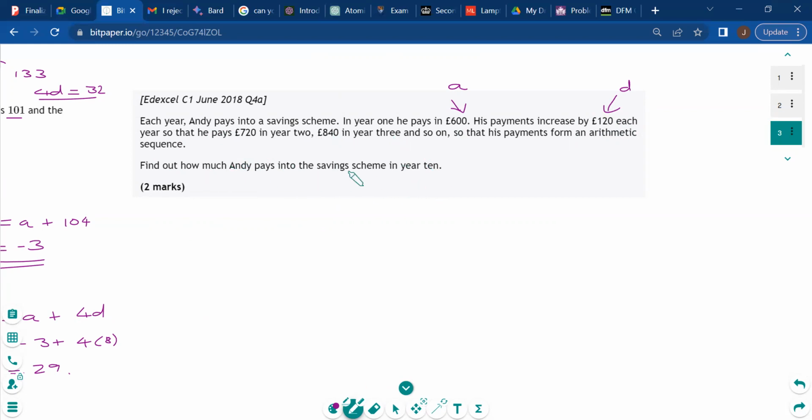How much does he pay into the scheme in year 10? So when n is 10, how much? Well, the 10th term is a plus n minus 1, so that's going to be 9 here, 9d. So it's going to be equal to 600 plus 9 lots of 120, and the answer for that is £1,680. Okay, that's all we need to do.